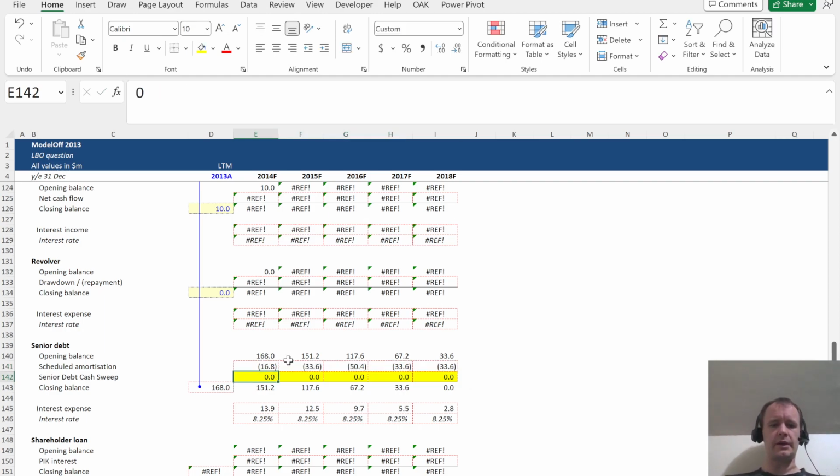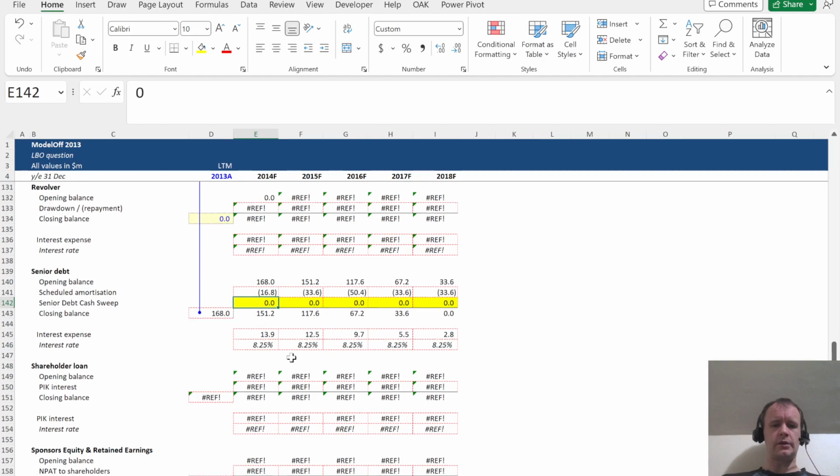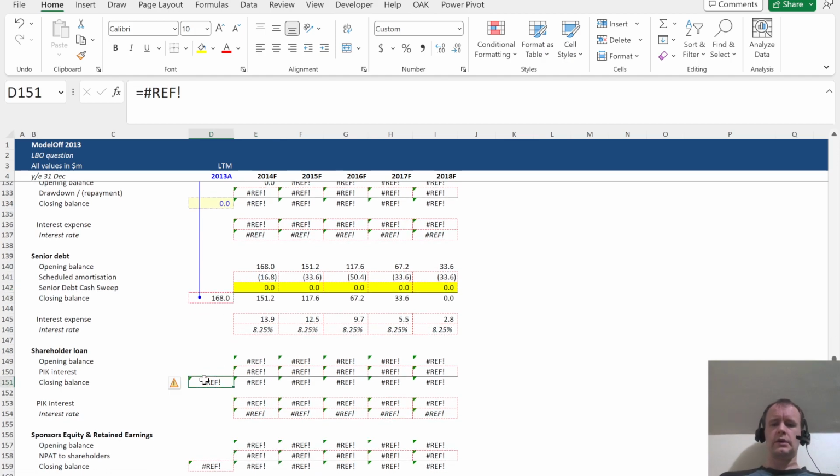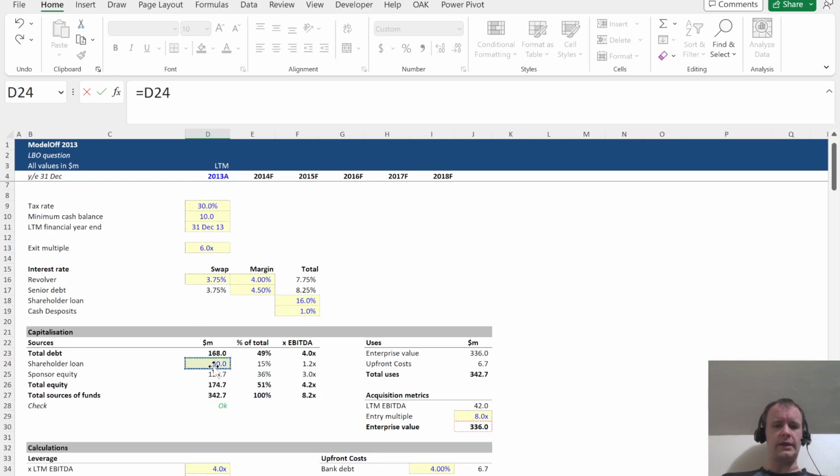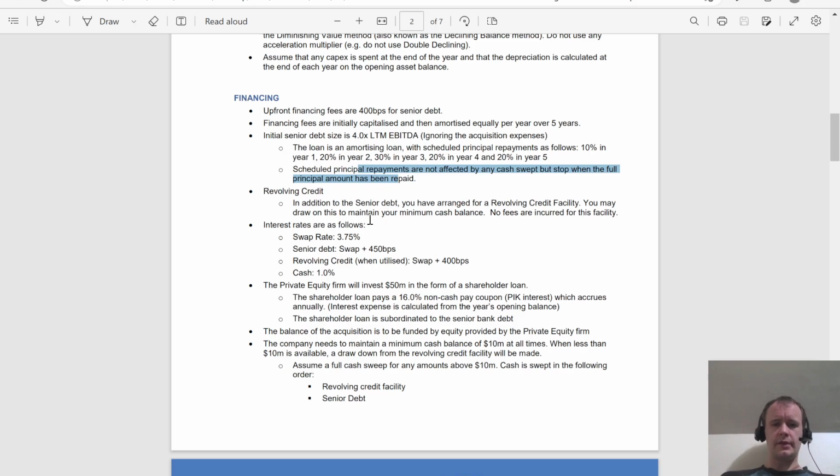And I'm going to zero that back out for now. And that's our senior debt. The shareholder loan is a pretty simple one. So we come up here to get the balance. It starts off at 50 million, and then I guess I'm doing them in the wrong order.